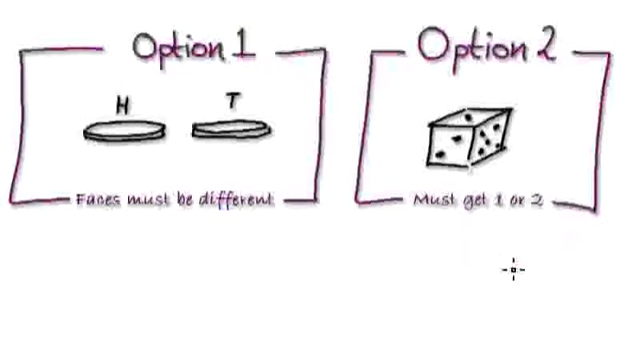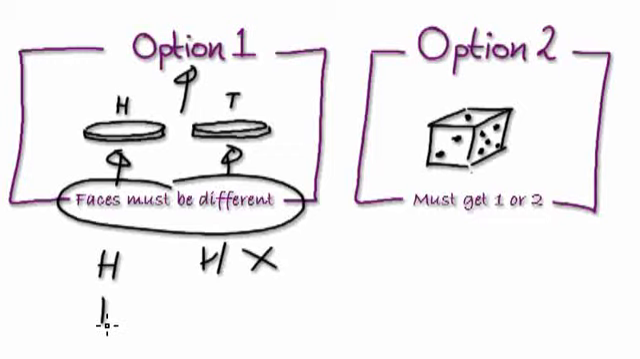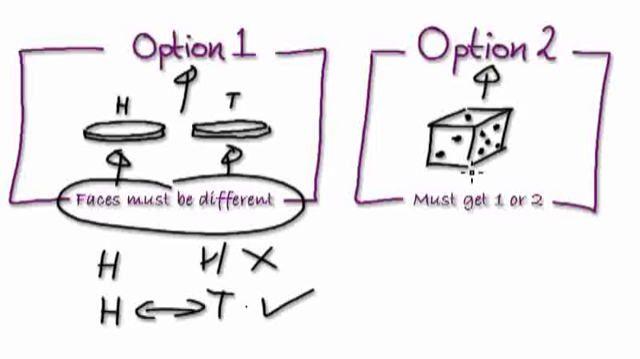Here's another scenario for you. Would you rather take option one, where you flick two coins, but the two faces must be different, meaning you can't get two heads? That is not a good outcome. Whereas heads and tails would be a good outcome because these two are different. Or would you take option two, where you throw one die, but you must get a one or a two?